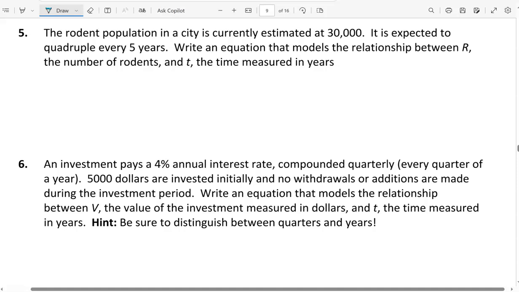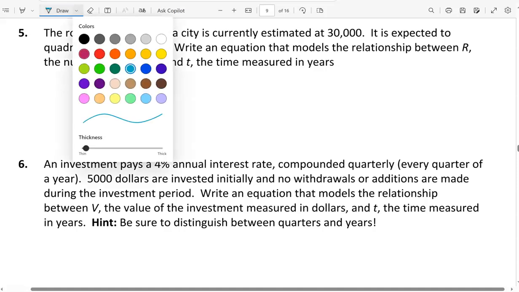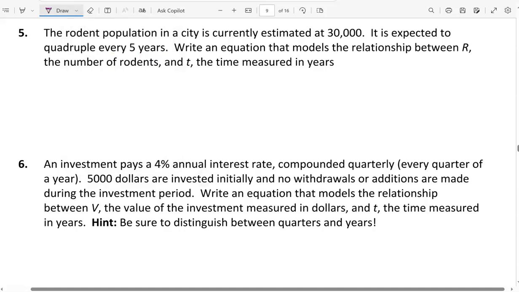In number 5, the rodent population in the city is currently estimated at 30,000. So let's put that amount in our table. T is equal to 0. The rodent population, R, is equal to 30,000. And then it is expected to quadruple every 5 years.